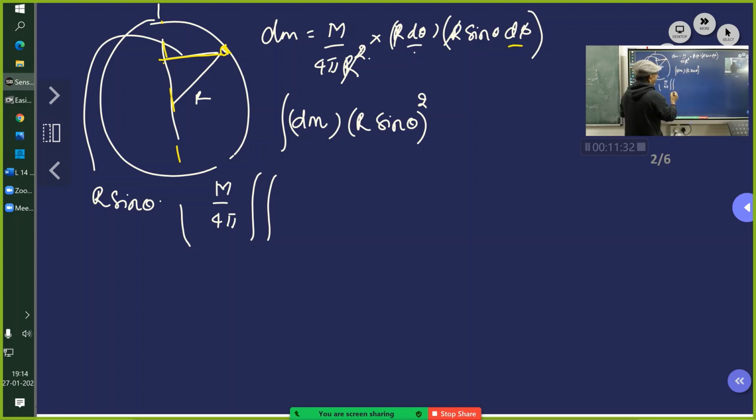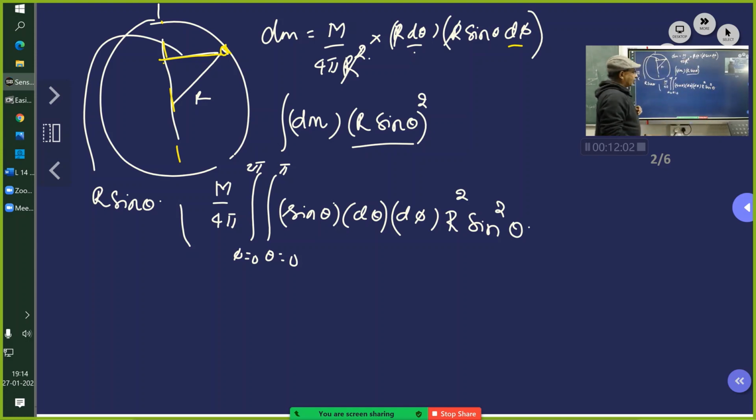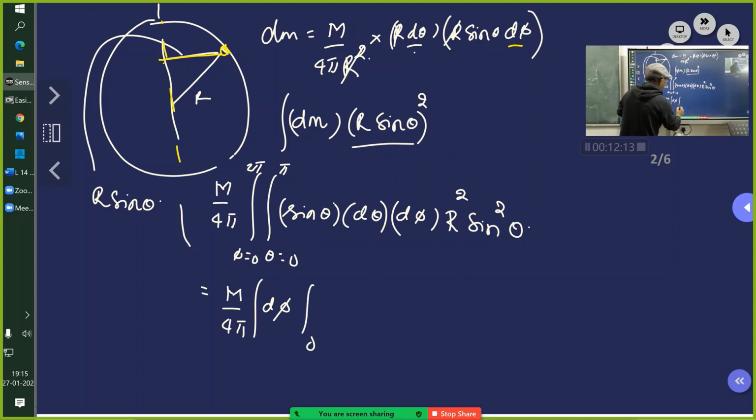I am going for two integrations here. Theta will go from 0 to pi, and phi will go from 0 to 2 pi, right? Whatever terms we have got there, we have sin theta d theta d phi, and then we multiply it by r square sin square theta. That will leave us with m by 4 pi as it is, and we pull out the integral of d phi from 0 to 2 pi, and we'll integrate theta from 0 to pi. Again this r square is constant here, so I'll pull out the r square, and I will have to integrate sin cube theta d theta.